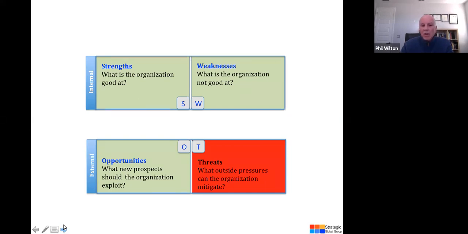The external side of the SWOT appertains to opportunities. These are areas that you have the opportunity to exploit and develop in your business, but you haven't yet done so. And the threats. And the threats are typically outside pressures that are made against the organization.